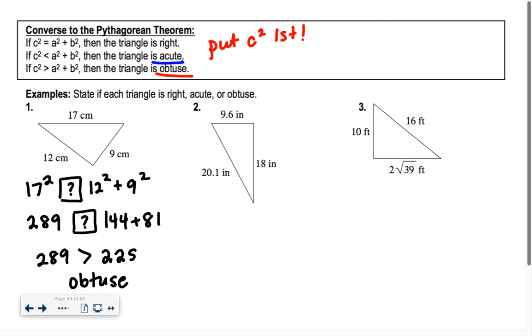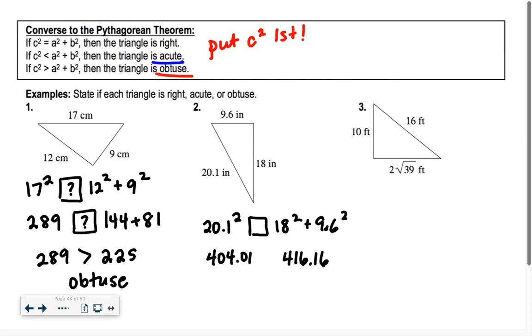So let's go through this on this one. I have 20.1 squared. I want to see what's happening here. So I have 18 squared plus 9.6 squared. When I do 20.1 squared, I get 404.01. Is that greater than, less than, or equal to 416.16? Less than. So what do we write? Acute. I'm guessing the next one's probably going to be right, but maybe I surprised myself here. We'll see. So what do we think?